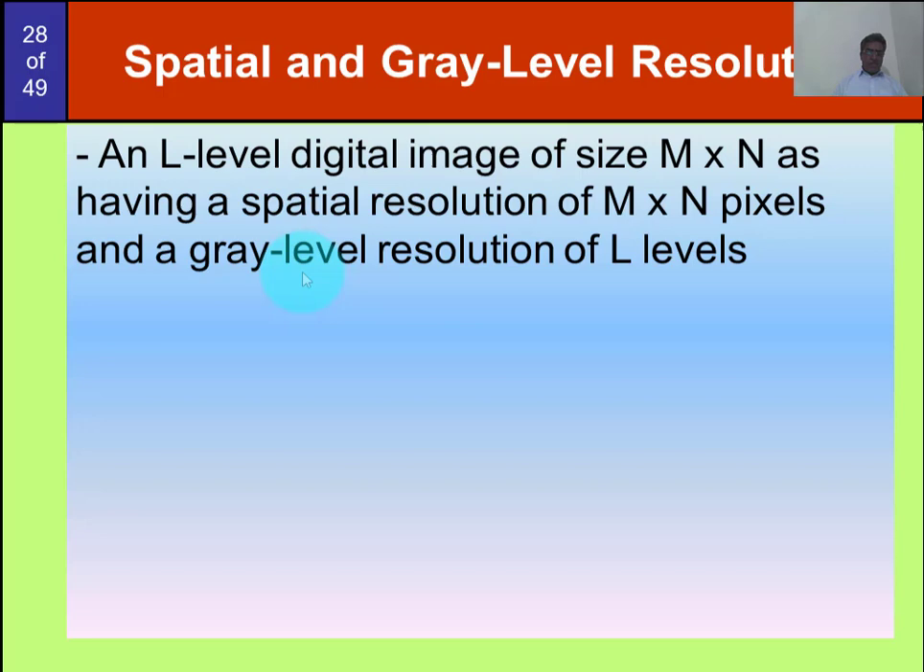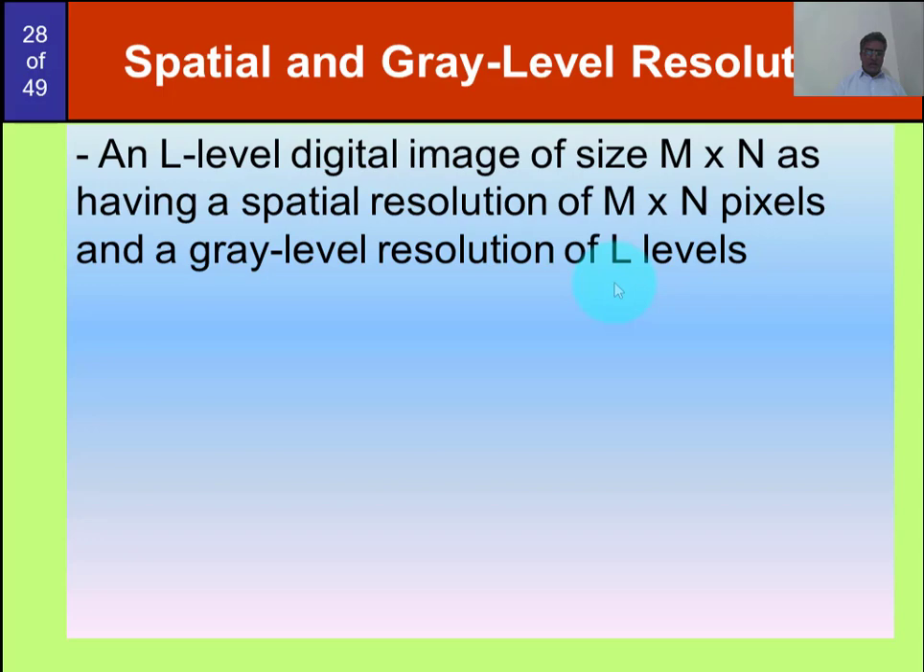An L level digital image of size m cross n has a spatial resolution of m cross n pixels and a gray level resolution of L levels. This slide is actually the pre-slide of the next slides. In the next slides, we are going to see an image of m cross n pixels.